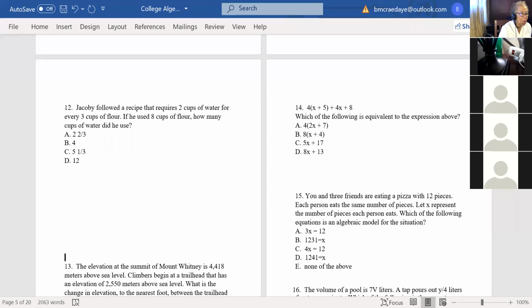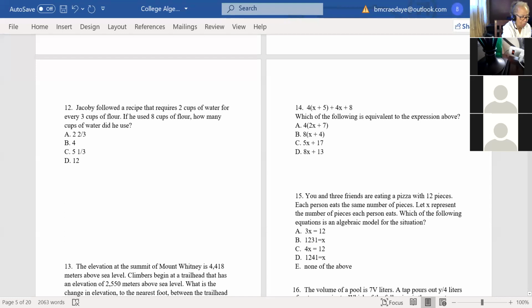2 cups of water for every 3 cups of flour. If you increase your flour to 8 cups, how much water would Jacoby use? 5 1/3. You say 5 1/3? Well, this is a ratio and proportion problem, Audrey. How would you set it up? Ratio and proportion, right?